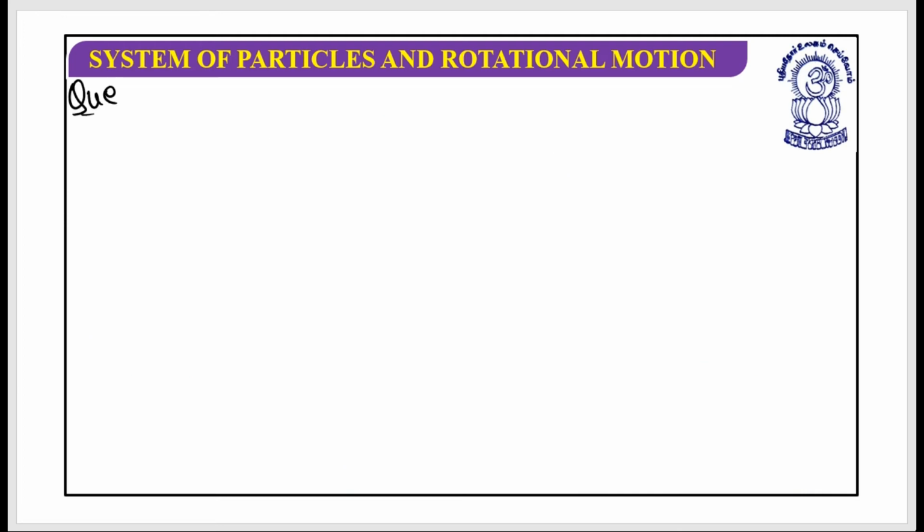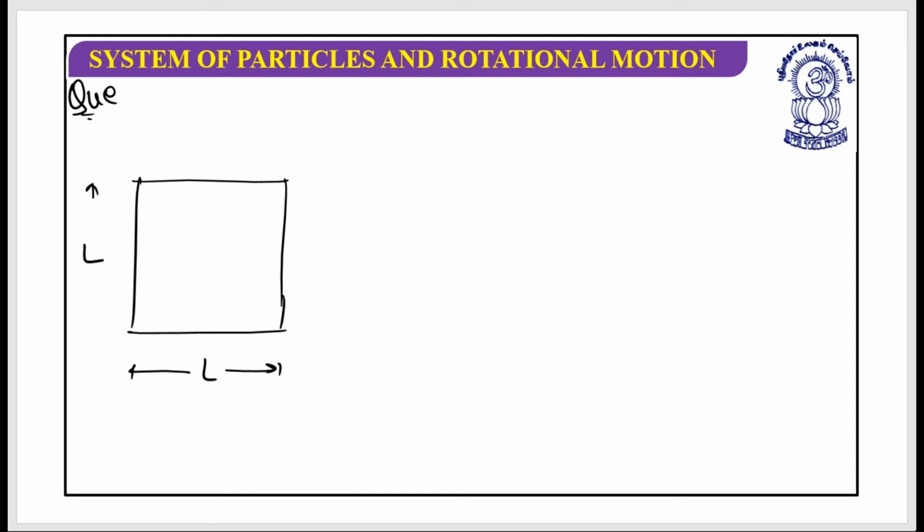Let's suppose this was the situation. This was the square plate having length L, and the mass given is M. Now what you need to do is rotate this from here.